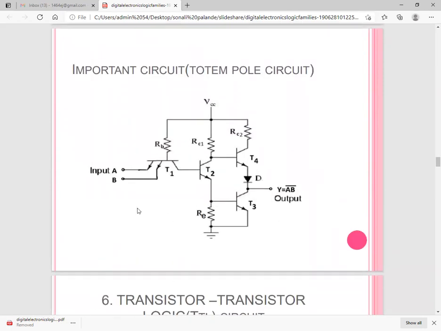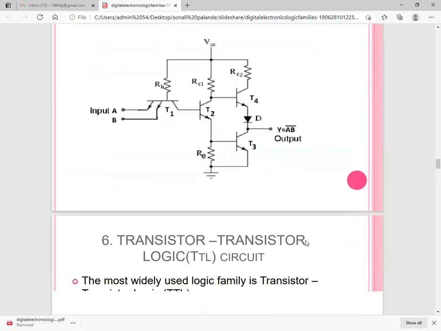This is the totem pole circuit. A and B are the inputs and output Y is equal to AB bar. Here four resistors are required, RB, RC1, RC2 and RE. These are transistors number 1, 2, 3 and 4. This is VCC and this is ground. This circuit is known as the totem pole circuit.